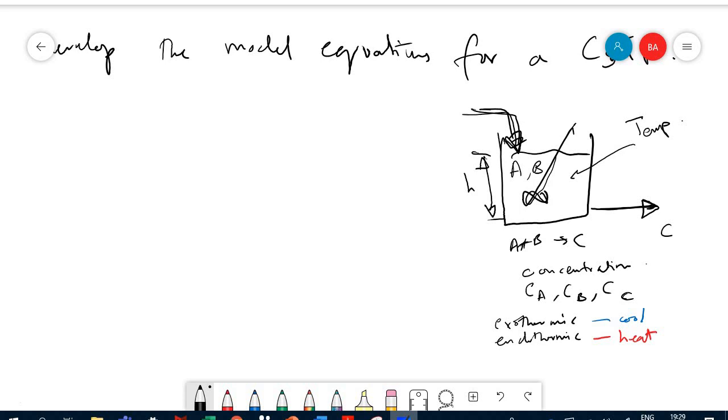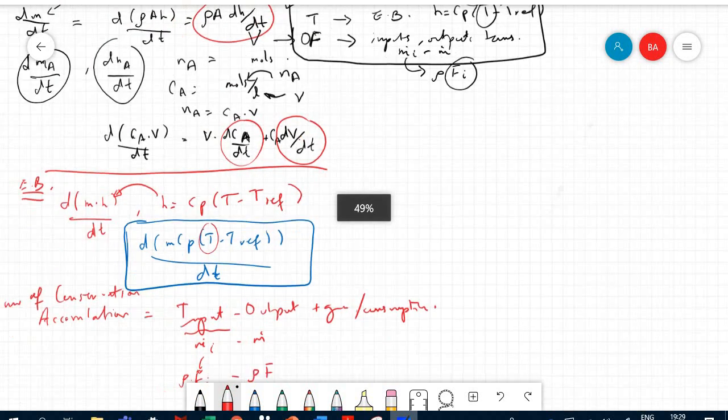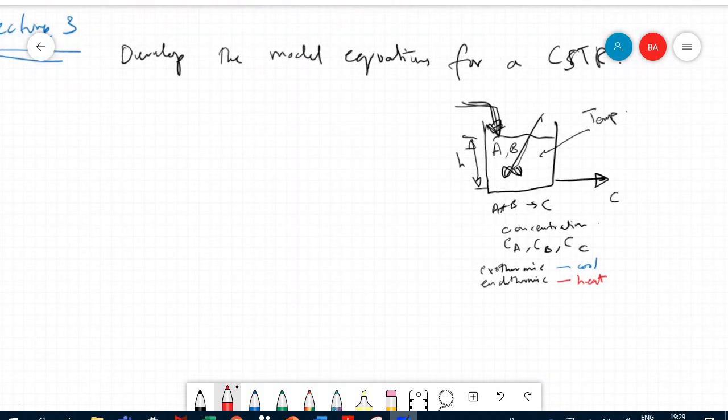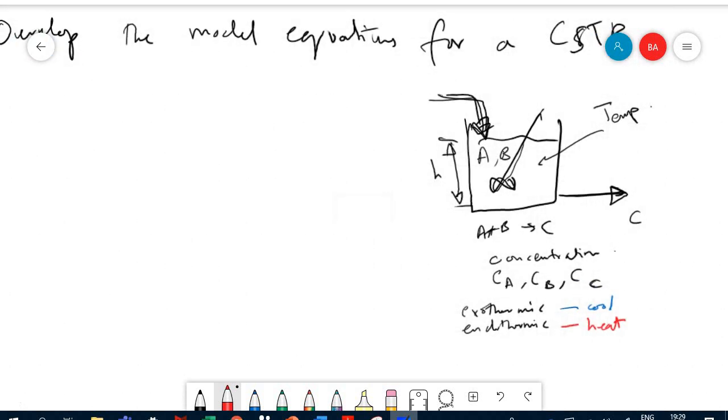So we want a model equation that represents how height changes with time. Okay, so we want to know how does height change with time, which means dH by dt. We want to know how temperature changes with time, which is dT by dt. We want to know how does concentration change with time, which is dC by dt.